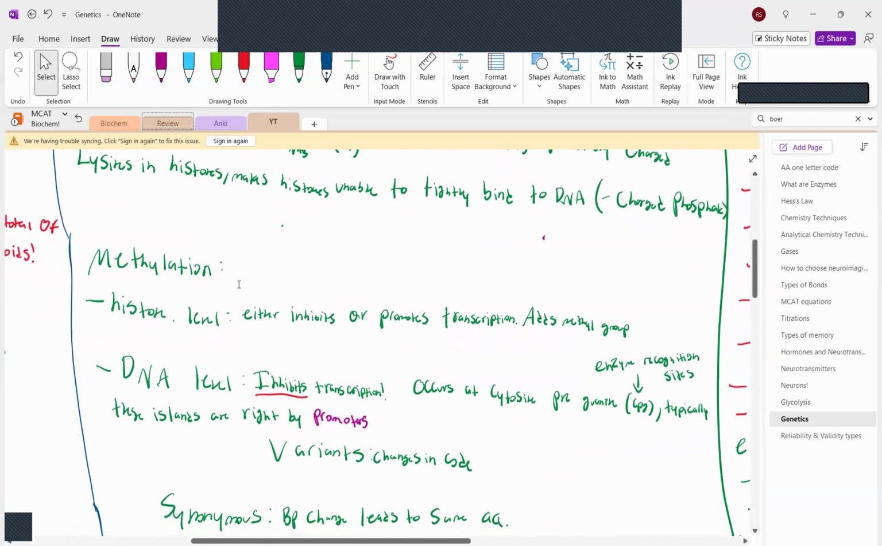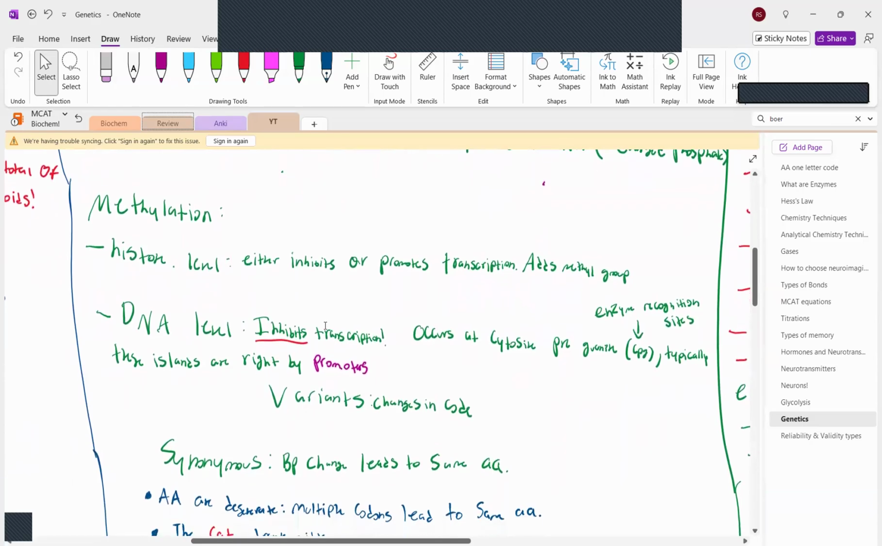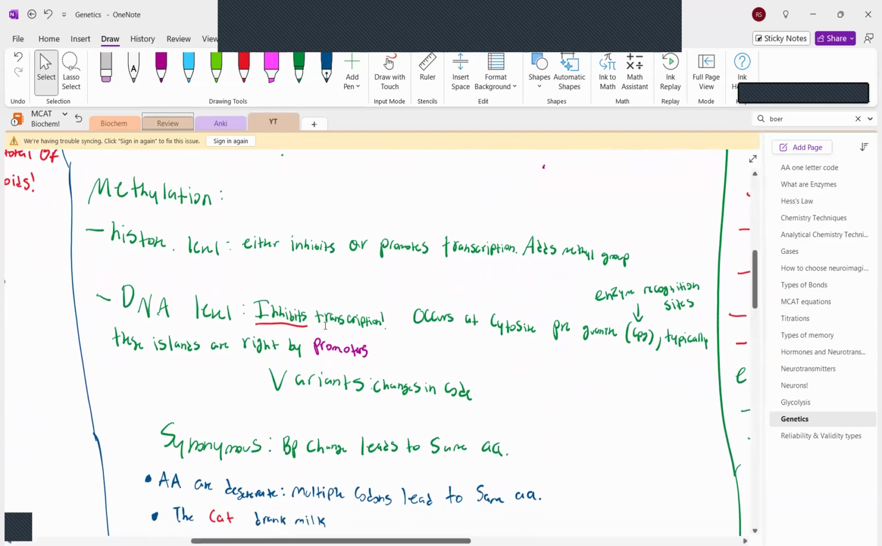Whereas for methylation, there are two different types. There's methylation at the histone level, and this can either inhibit or promote transcription. It depends on which amino acid you're adding the methyl group to. Whereas at the DNA level, it inhibits transcription, so it'll be in its heterochromatin form, right? This occurs at the nucleotide cytosine, cytosines before or pre-guanine. So CpG, that's the acronym you could try and remember.